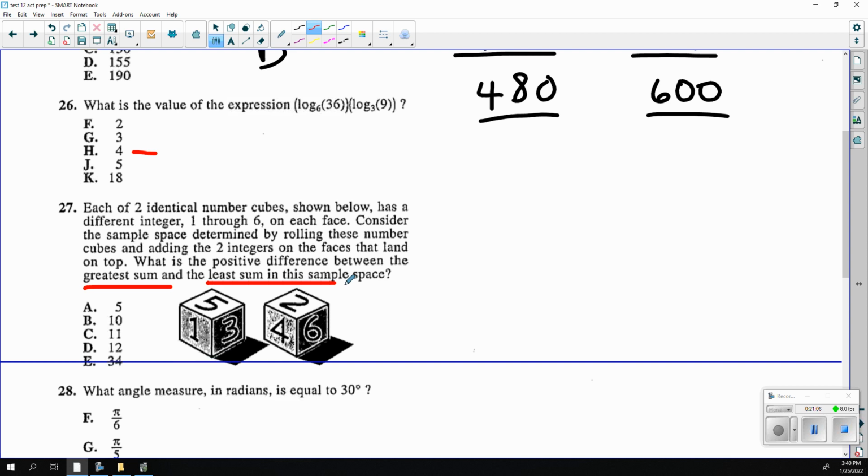Greatest and least sum in the group. Well, when you roll 2 dice, you can get just about anything. But the lowest you can get is 1 and 1, which is 2. And the highest you can get is 6 and 6, 12. So what's the difference between the greatest roll and the least roll? It's 10.